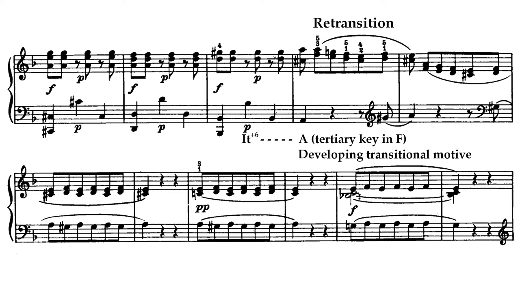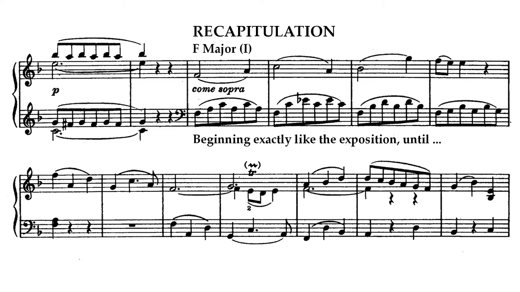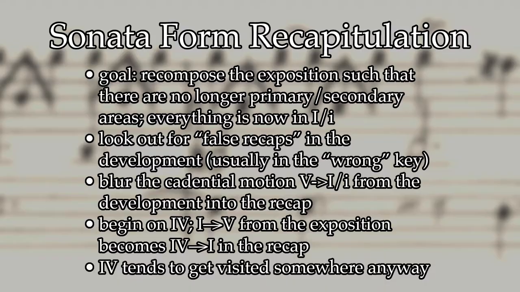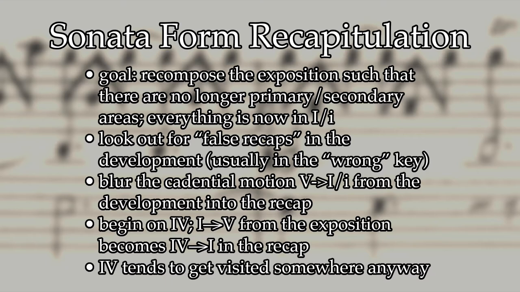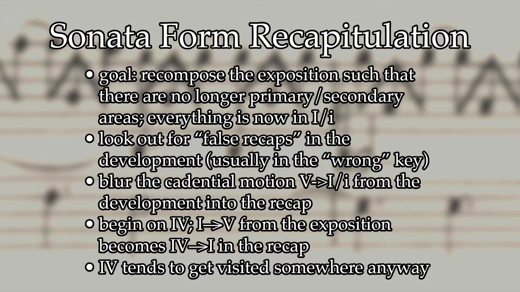The recapitulation begins not with the first theme, but with the tonic, typically speaking. Composers liked playing around with expectations. They could change the theme used, include a false recap in their developments, sneak into the recap to subvert the expected 5-1, or, especially effective in monothematic sonatas, begin not on 1, but on 4. The advantage there being you wouldn't have to recompose anything.